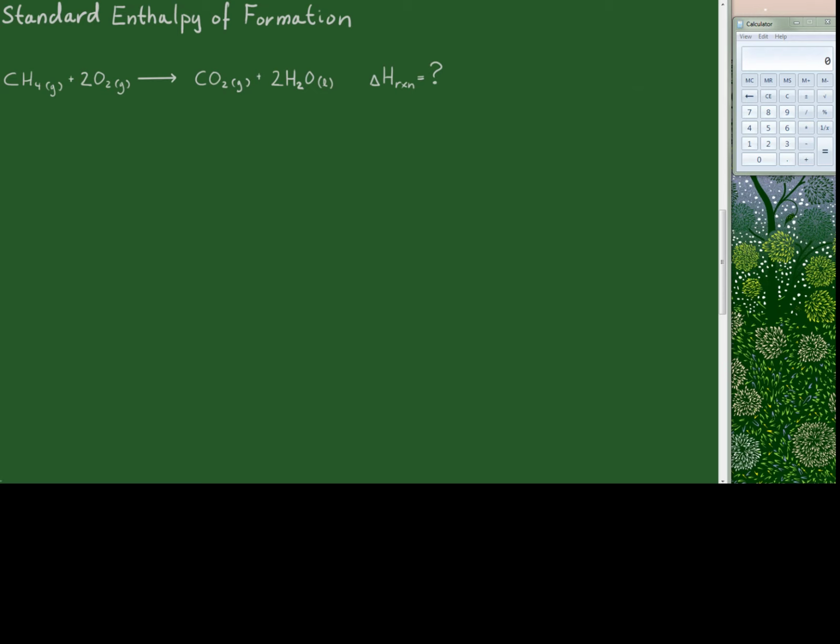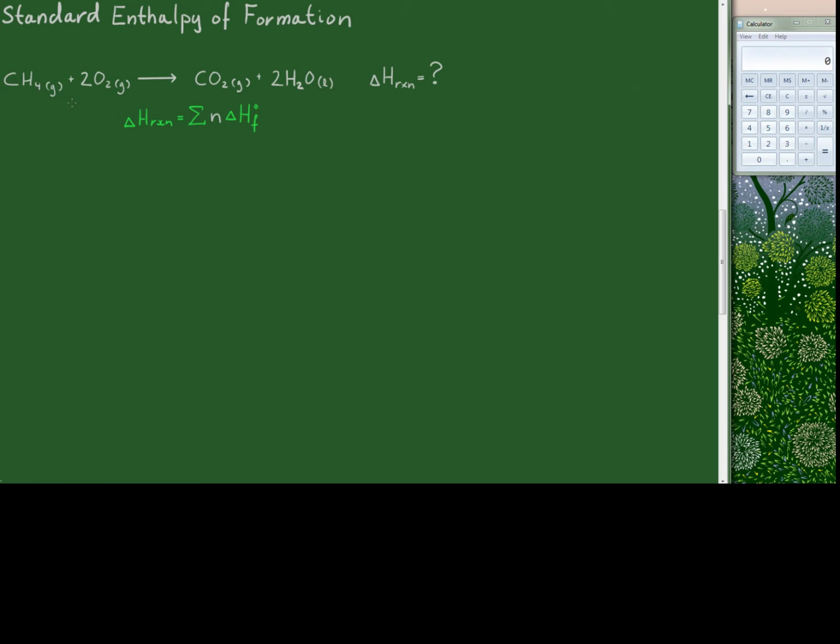Standard enthalpies of formation provide a convenient way to calculate an enthalpy change for a reaction. So, in this particular case, we have methane plus oxygen combined to give carbon dioxide and water. And we are going to calculate the enthalpy change for this reaction using this little formula, which says that the enthalpy change for the reaction equals the sum of all enthalpies of formation, as long as we multiply by the number of moles for each component. And I'll show you what I mean by that right now.